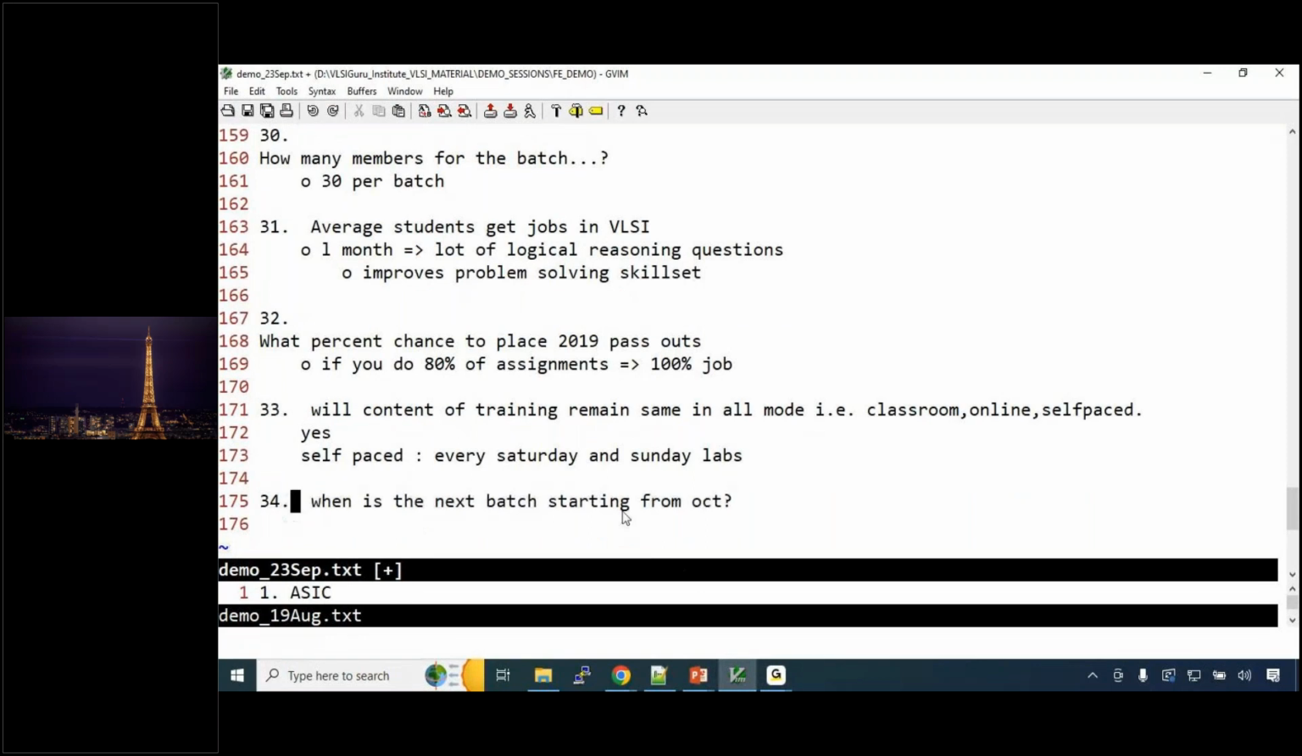When is the next batch starting? It's roughly after 5 weeks, which happens to be the 27th or 28th. That's around that Saturday.